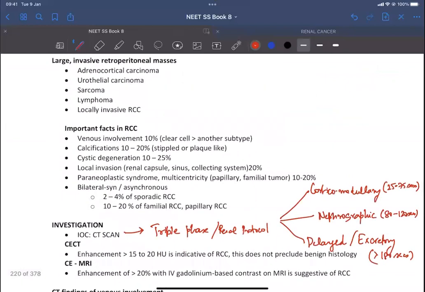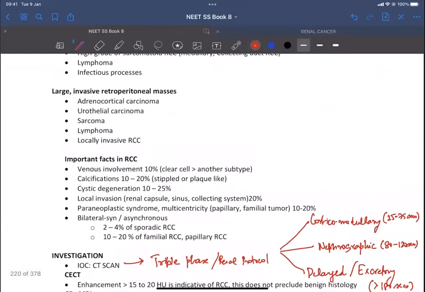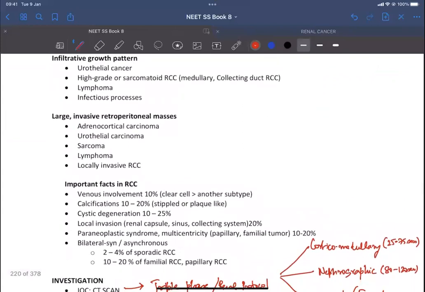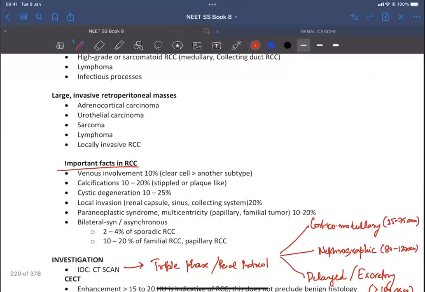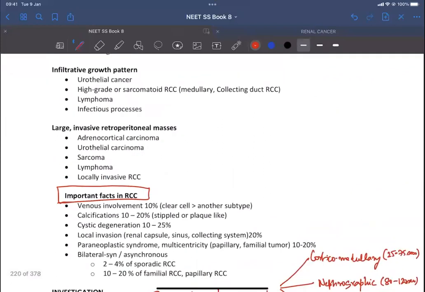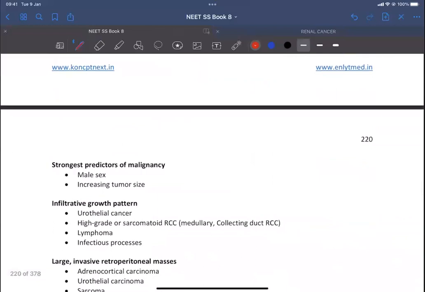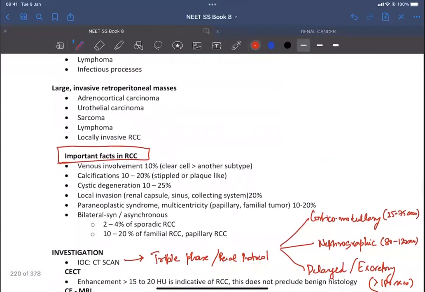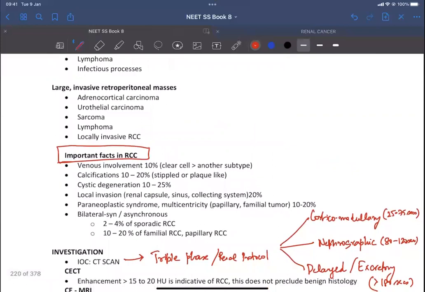So these are all differential diagnoses. Let's get to key points in the RCC. It's just a way to read, and a way to remember, as it's essentially a ready reference rather than you having to search in different places. So let's go to some important facts about RCC.